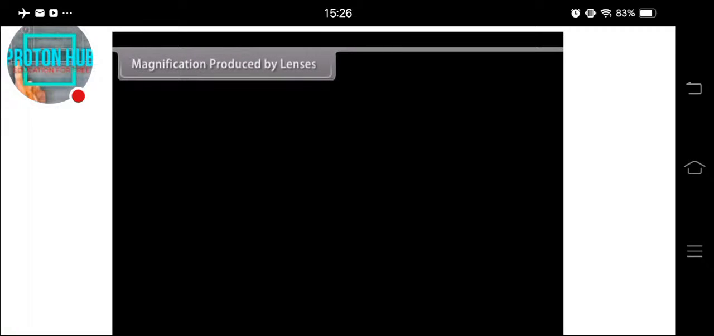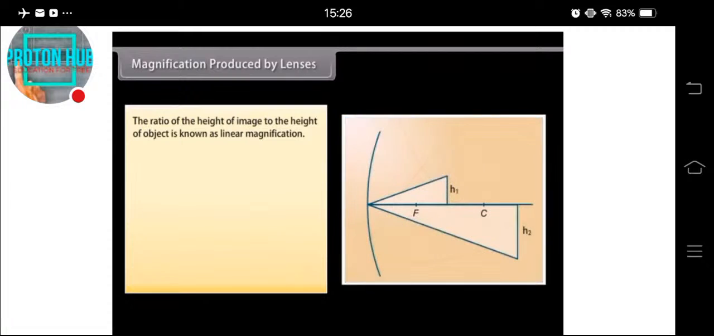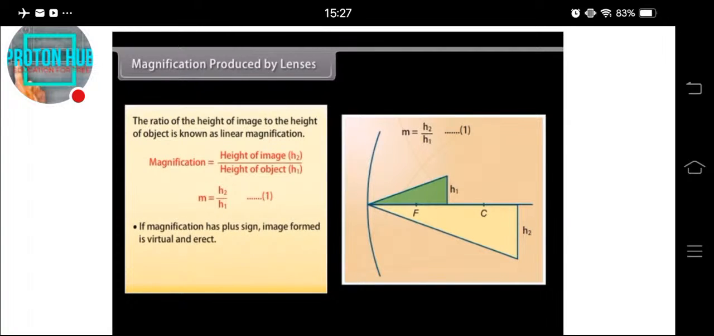Magnification produced by lenses. The ratio of the height of the image to the height of the object is known as linear magnification. Magnification is equal to the height of the image h2 upon the height of the object h1. M is equal to h2 upon h1, which is equation 1. If magnification has a plus sign, the image formed is virtual and erect. If magnification has a minus sign, the image formed is real and inverted.